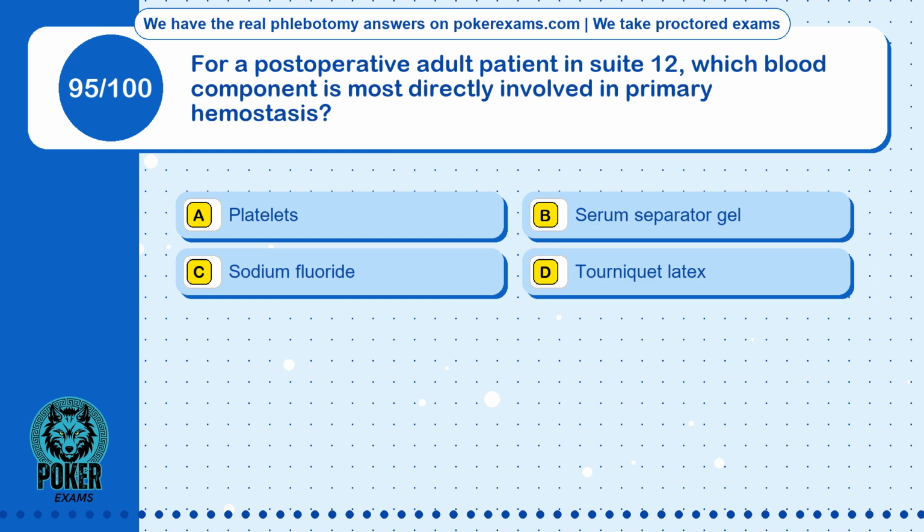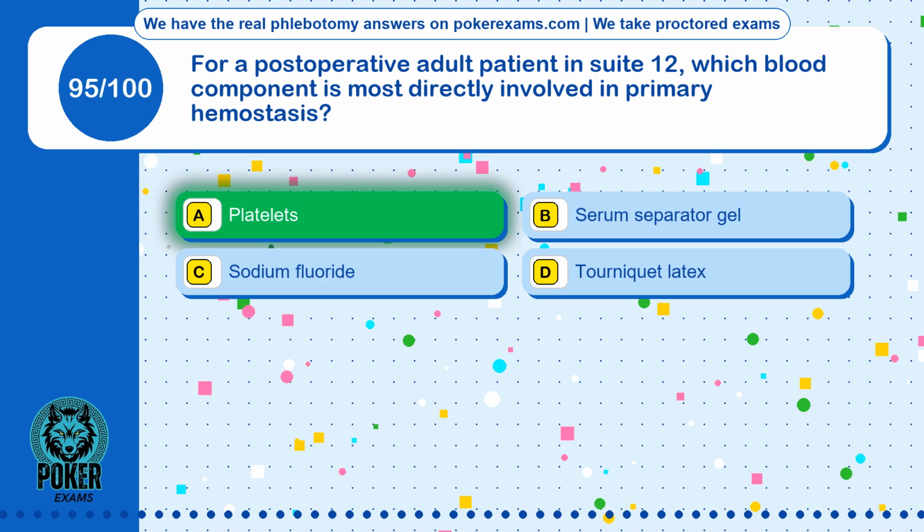Question 95. For a postoperative adult patient in Suite 12, which blood component is most directly involved in primary hemostasis? Option A, platelets. Option B, serum separator gel. Option C, sodium fluoride. Option D, tourniquet latex.